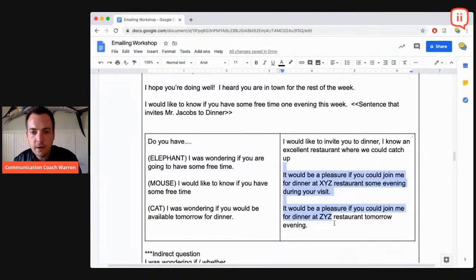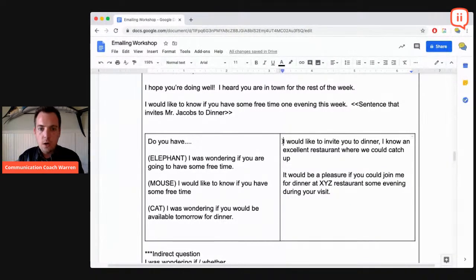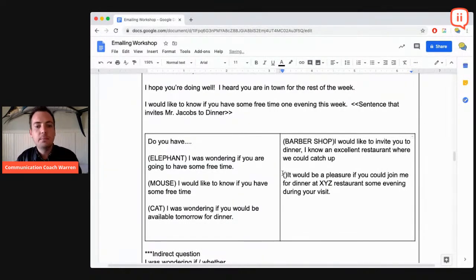These two are very, very similar. So let's just keep it to two options. If you are voting for option one, I would like to invite you to dinner. I know an excellent restaurant where we could catch up. Write barbershop in the chat now. And if you are voting for option two, write beauty salon.